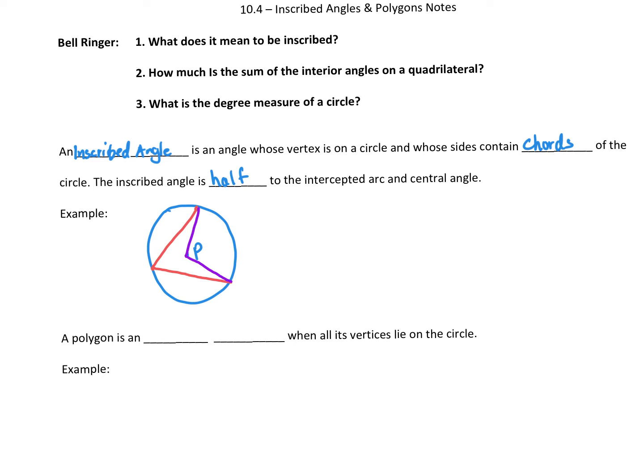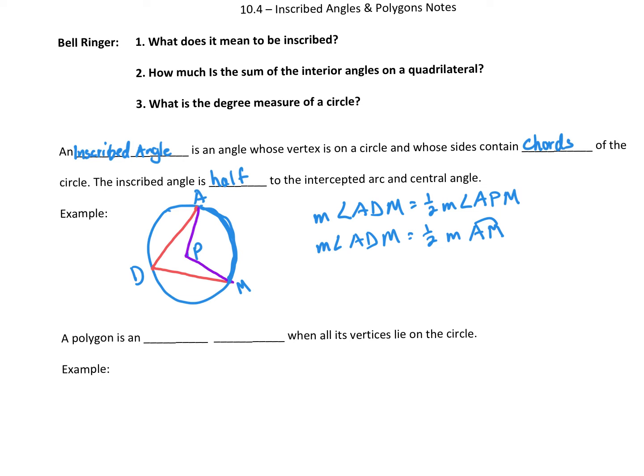the purple angle being the central angle, and if I call this A, D, M, we can say measure of angle ADM is half of that of measure angle APM. Also measure of angle ADM is half of the measure of the arc AM, meaning this arc right here. It's half that arc.